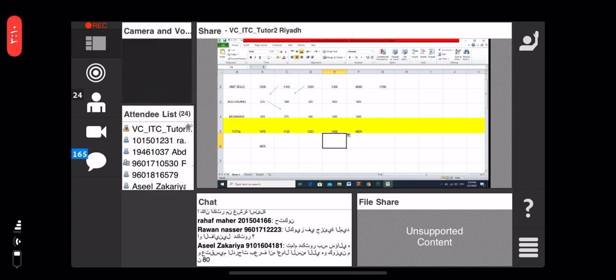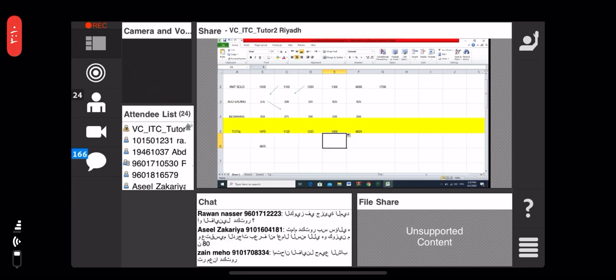For time, he will send the instructions. Sure, he will increase the time, because for quizzes now it is 80.